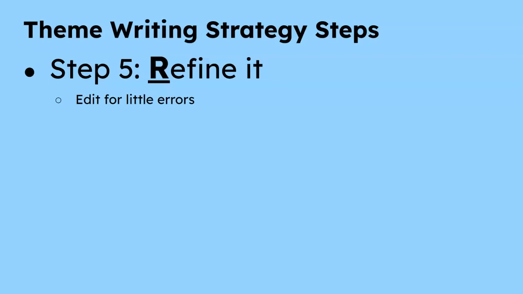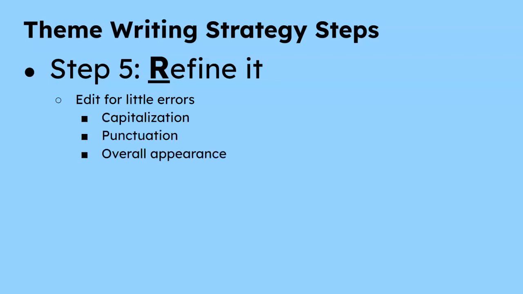The first thing you will do is edit your theme. Edit means to find little errors and correct them. So you'll be looking for errors such as capitalization, punctuation, overall appearance, and spelling errors. Once you have evaluated the parts of the theme and made sure that your theme says what you want it to say, it's time to edit the little errors in your writing, like spelling and capitalization.